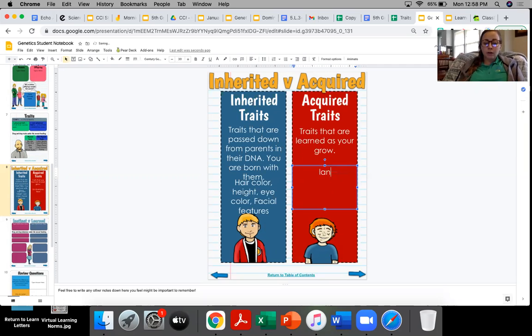So maybe something that we learn. I mentioned this one earlier, but an acquired trait would be our language, whether we speak English or Spanish or French or Japanese or Chinese or German. We learn that throughout our life as we grow. So think about yourself as a baby. Anything that you can do now that you couldn't do when you were a baby? We learned to walk. I saw that in the chat. Maybe learning to play football.